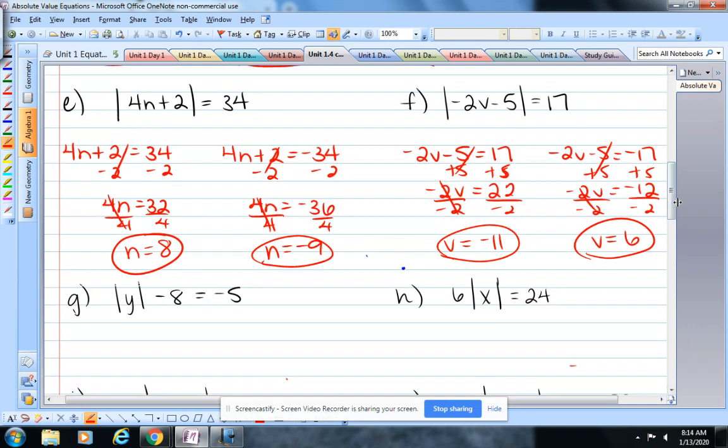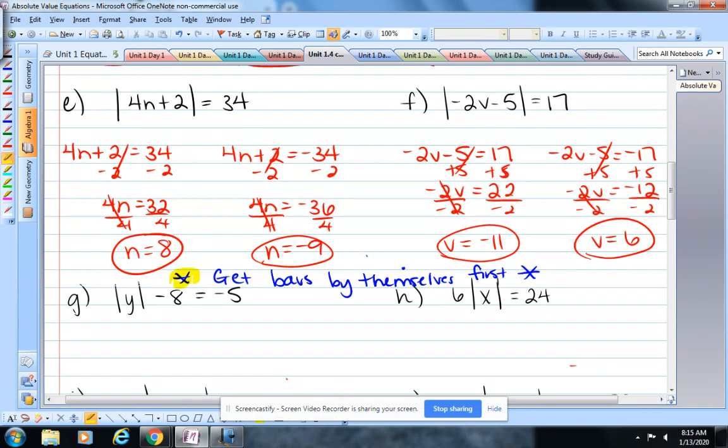So if that's the case, you've got to get your absolute value bars by themselves first. So I'm going to write that down and highlight it because it's important. If your absolute value part is not the only part on that side of the equal sign, get the bars by themselves first.